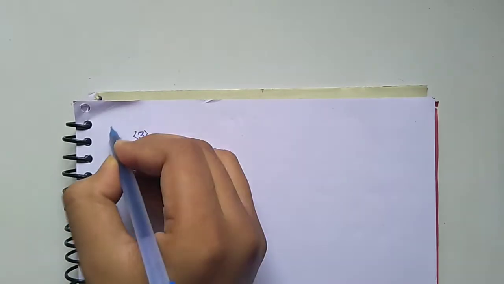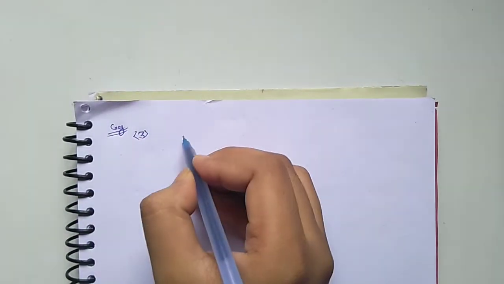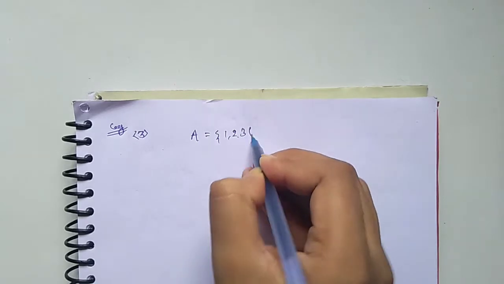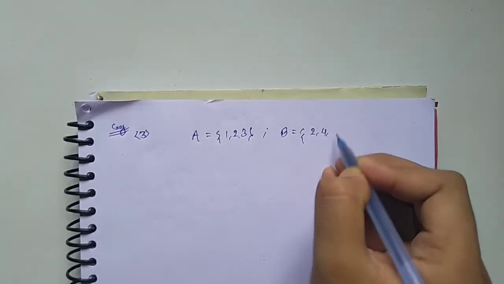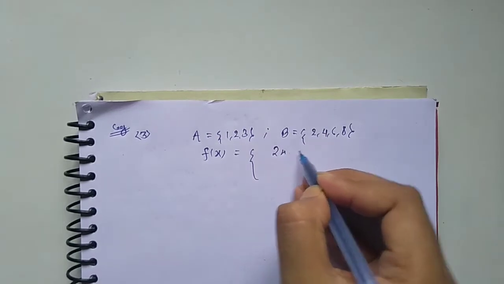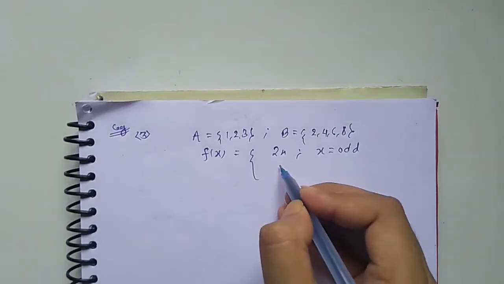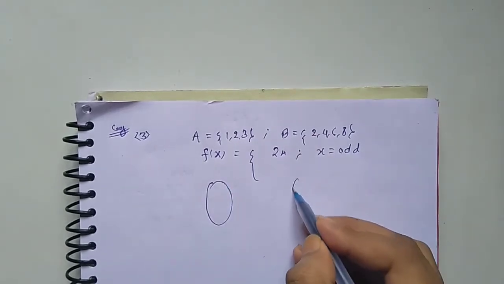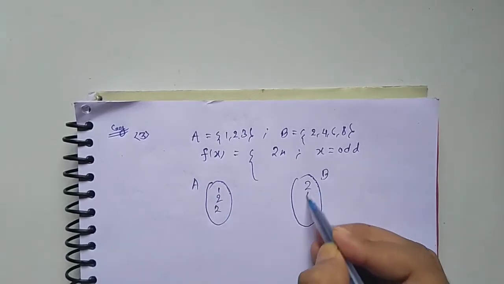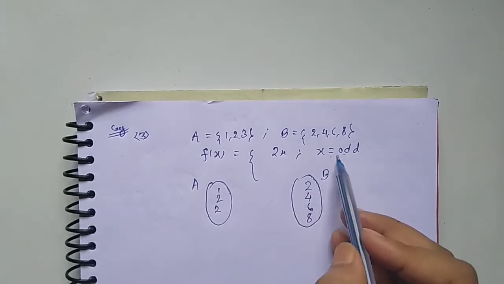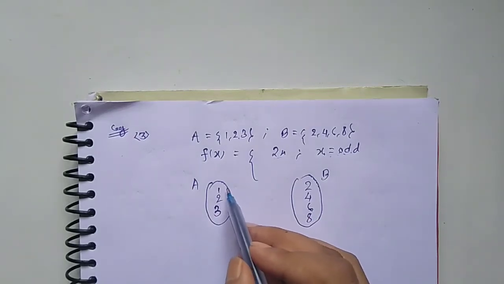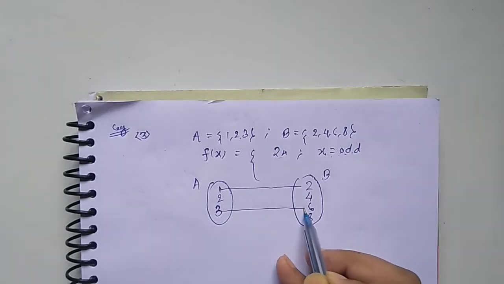Example number 3. Let here the same example of set A, where set A is equal to 1, 2, 3 and set B is equal to 2, 4, 6 and 8, and we define a map f(x) such that it is equal to 2x if x is odd. If you want to represent this map as the diagram, A, B, 1, 2, 3, 2, 4, 6 and 8. So if x is odd, then it maps to 2x. Here 1 and 3 are odd, so 1 maps to 2 and 3 maps to 6 by this definition.